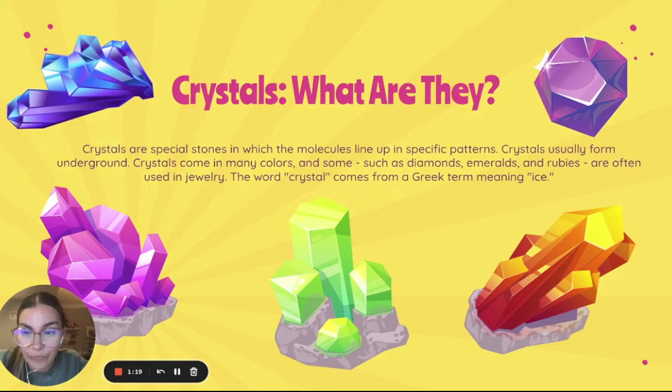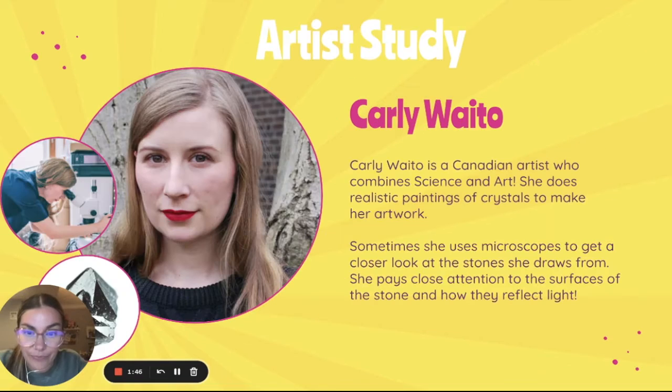What are they? So crystals are special stones in which the molecules line up in a specific pattern, a crystallized pattern. Crystals usually form underground. Crystals come in many colors, and some, such as diamonds, emeralds, and rubies, are often used in jewelry, which is another form of art. The word crystal comes from a Greek term meaning ice.